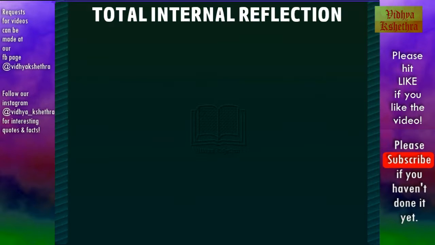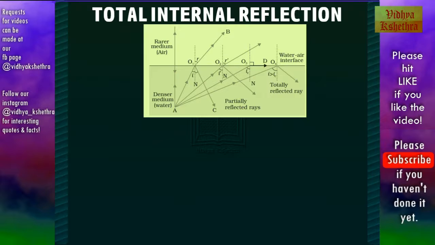Now we can see total internal reflection. In the case of total internal reflection, we have to consider that a ray of light passes from a denser medium to a rarer medium. And this phenomenon happens when the angle of incidence at the interface is greater than a critical angle. Critical angle is the angle at which the refracted ray just grazes through the interface. That is, the refracted angle is 90 degrees.